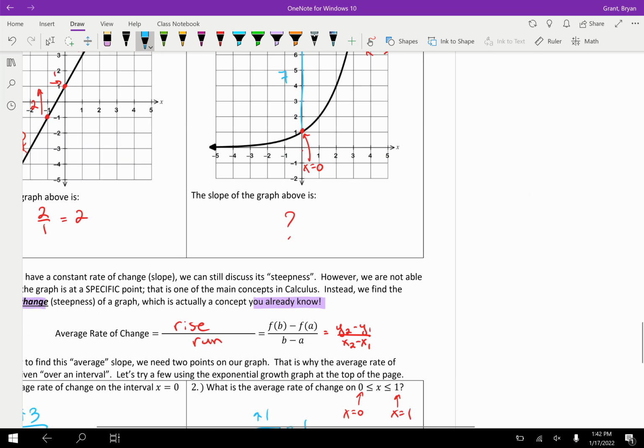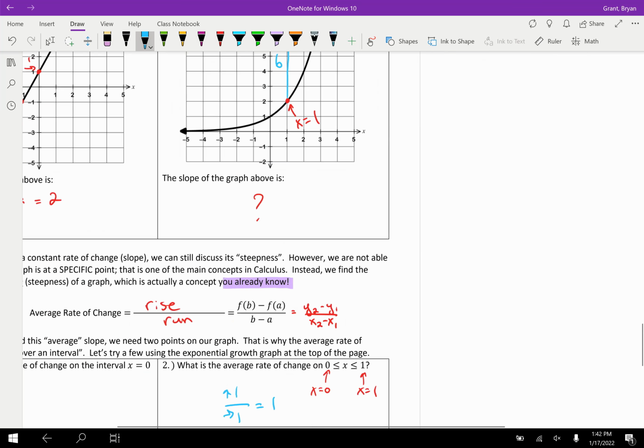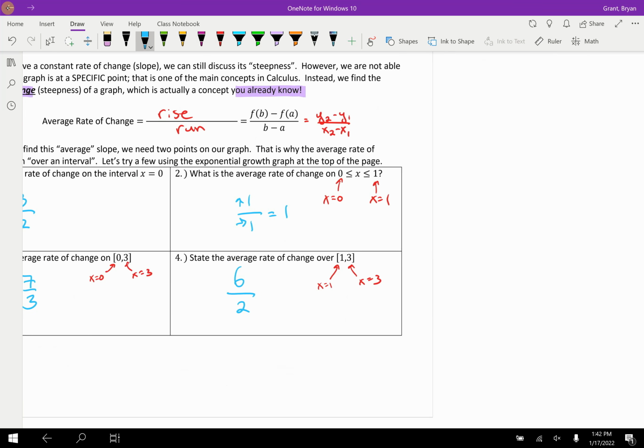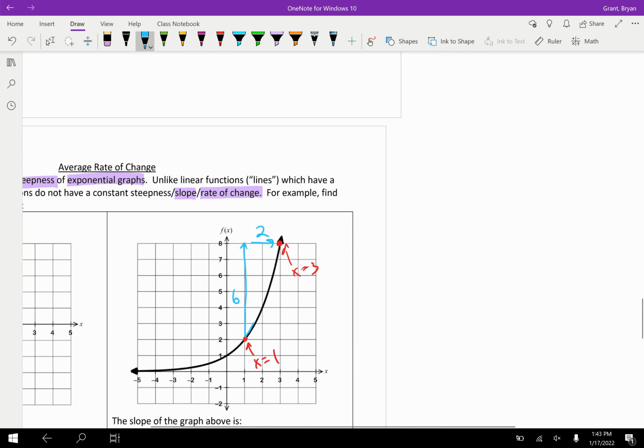Last but not least, from 1 to 3. All right, we're going to change this guy right here, and we're going to go from x equals 1 all the way up to x equals 3. So we rise from 2 to 8, that's up 6, and then over 2. And so on average, the graph increases up 6 over 2, or if you reduce, that's just a steepness of 3. It should probably make sense that 3 is our most steep portion out of all of these, because from 1 to 3 is the steepest part of the graph. From 0 to 3, it's a little less steep there. The number is going to be a little bit smaller.